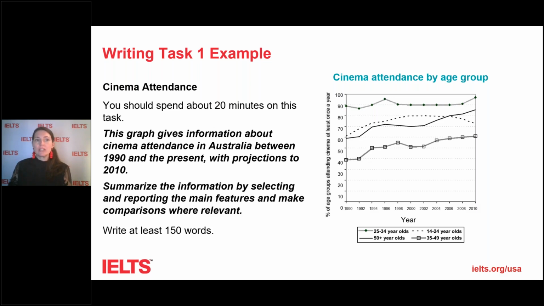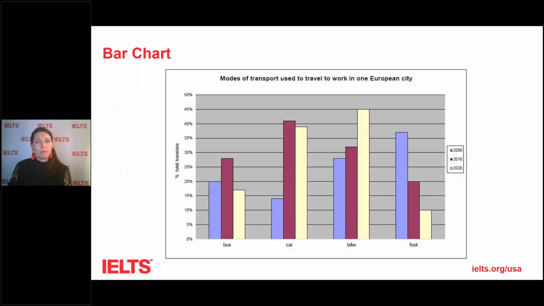This graph gives information about cinema attendance in Australia between 1990 and the present, with projections to 2010. Summarize the information by selecting and reporting the main features and make comparisons where relevant. So it ends with this prompt and tells you what you're supposed to do. And then a reminder, write at least 150 words. So you might be asked to describe and explain data, or describe the stages of a process or how something works. Let's take a look at some of the other kinds of charts that you might see.